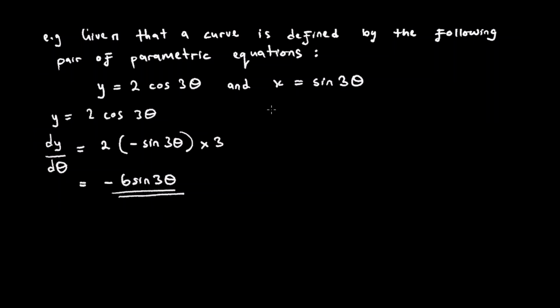Then panapa, the second part of the parametric equation, x is equal to sine 3 theta. Can you tell me what is dx d theta? Pause. Dx d theta is equal to x unoyo, theta ari mukati umo. So what is going to be dx d theta?